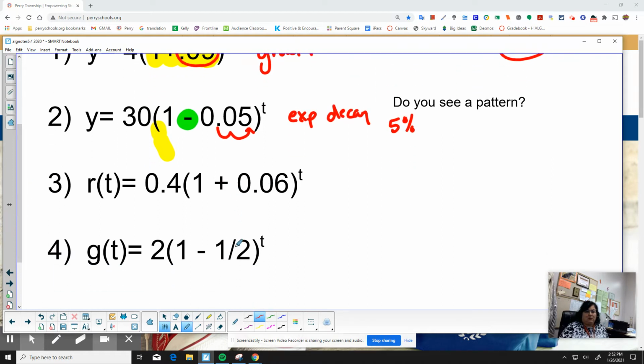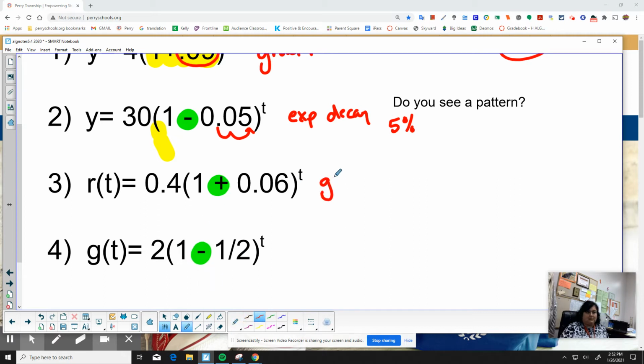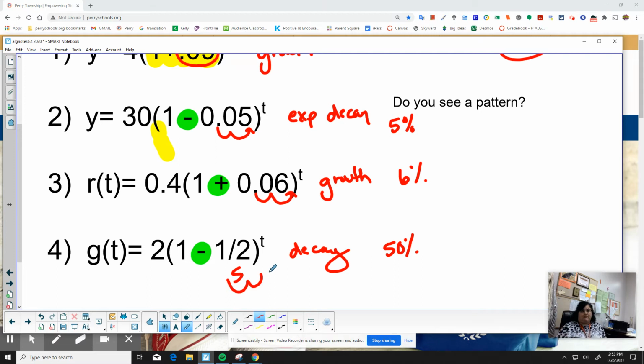Once you press pause and try both of these. So this one would be growth because it's plus, and this one would be decay because it's minus. And this one has a percent growth of 6. And I can change 1/2 to 0.5. So this one has a decay rate of 50%, because if I move it over twice, it's 50%.